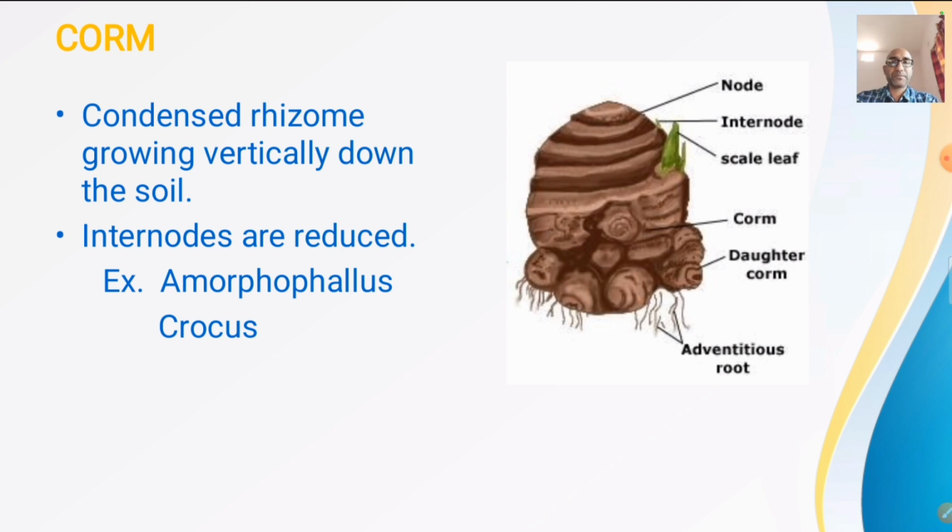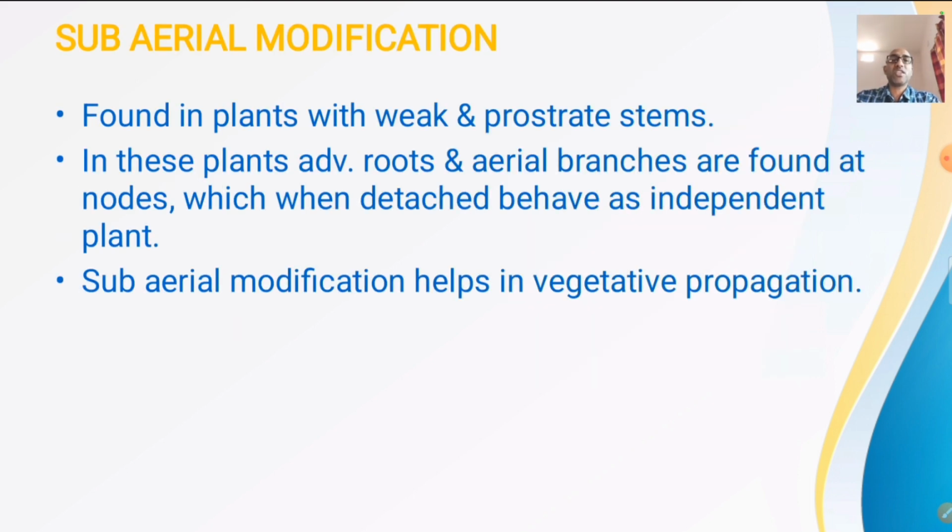Now come to the subaerial modification. Okay, a new one, that is subaerial modification. These subaerial modifications are found in plants with weak and prostrate stems. The plants having weak and prostrate stems generally show subaerial modification of stems. In these plants, adventitious roots and aerial branches are found at the nodes, which when detached behave as independent plants.